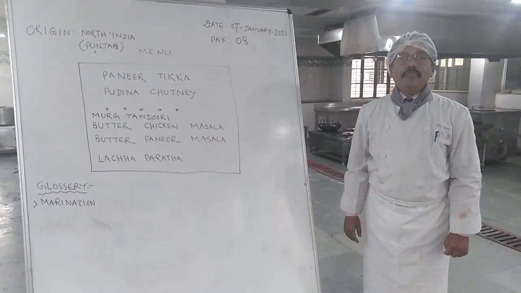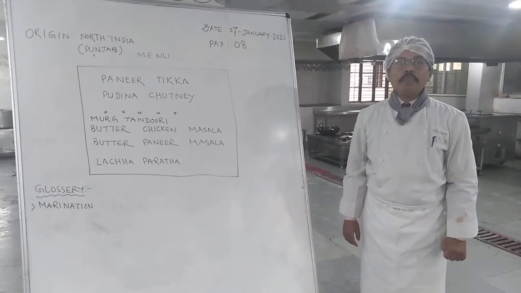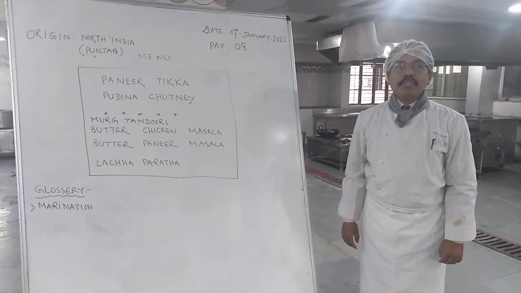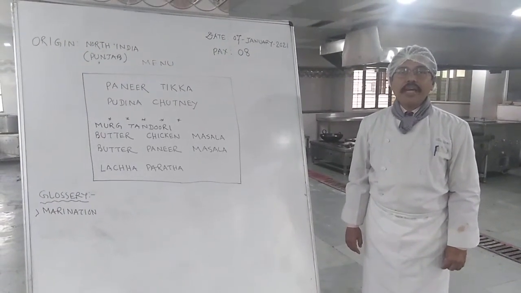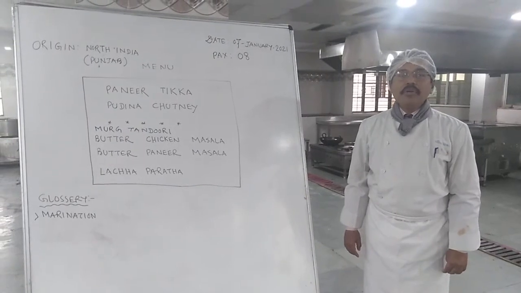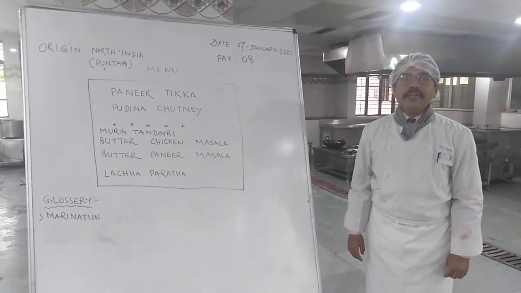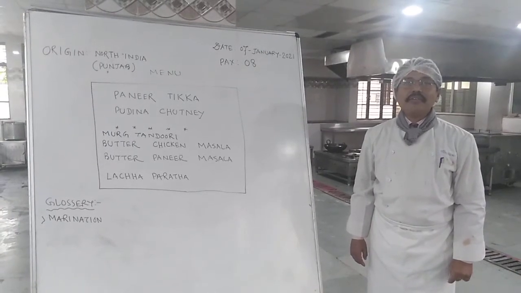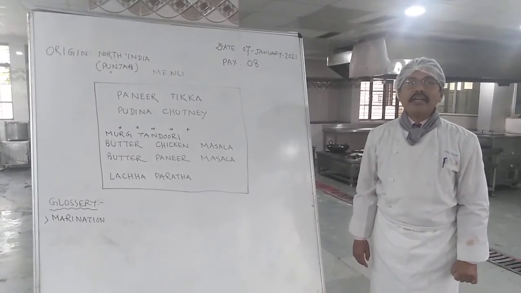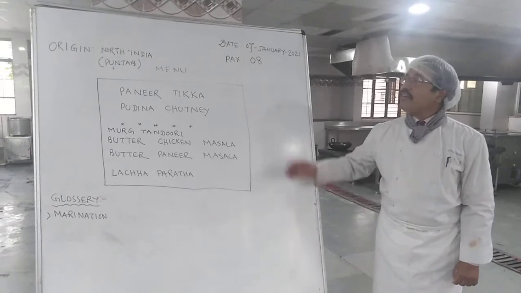Now today, we will have a demo session on Punjabi cuisine. The Punjabi cuisine consists of a number of tandoori items in today's menu. We will have a detailed demo depicting various ways, methods, recipes, and ingredients regarding how the things are made. Now let us have a look.